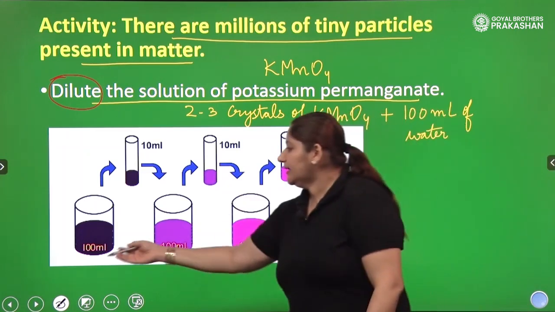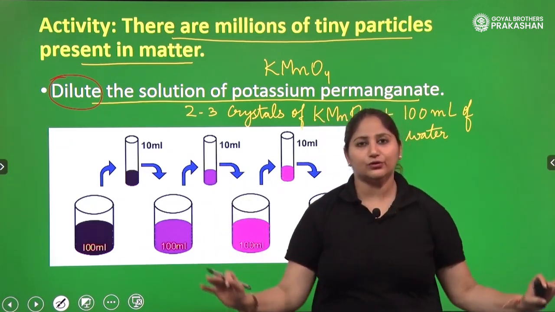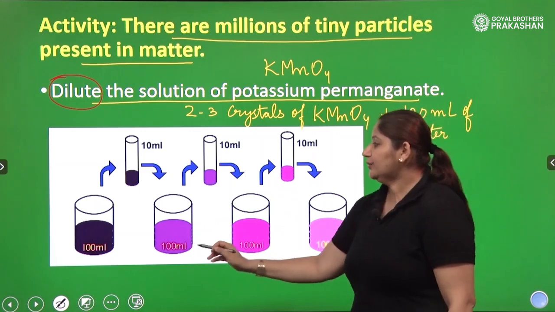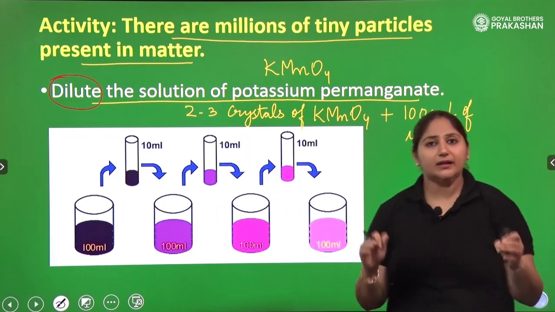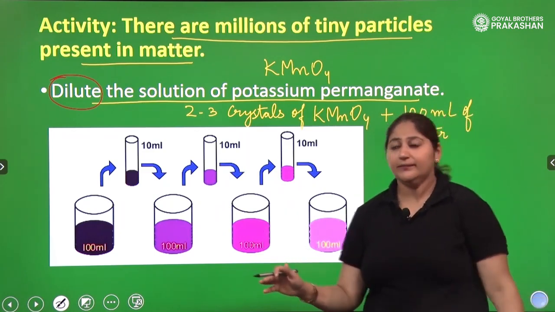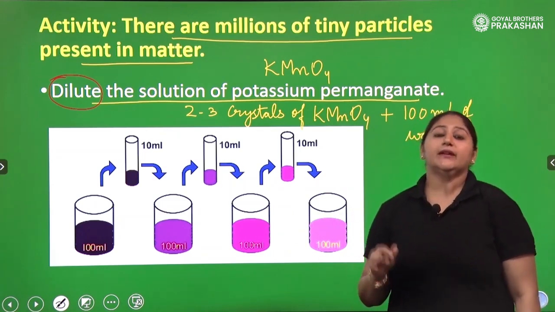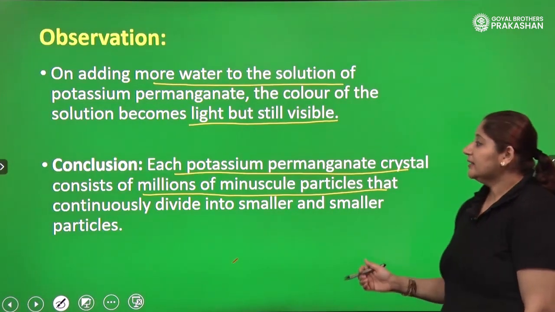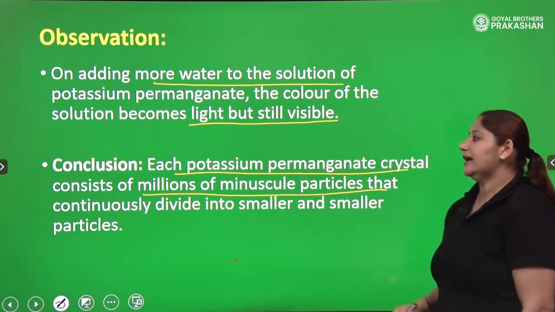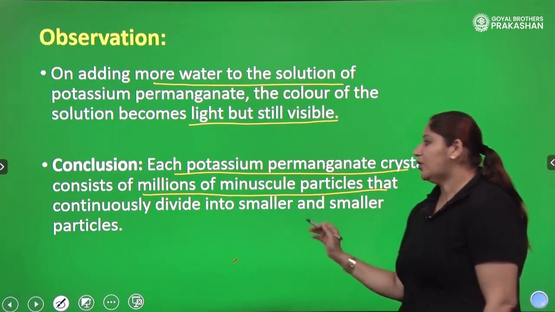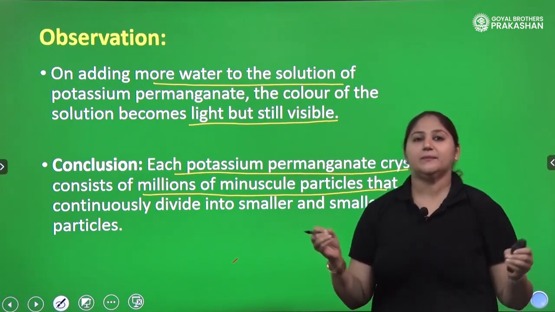And then when we took out 10 ml of it and poured it into other water, again those particles spread out throughout the water. Then we took that 10 ml in another beaker containing 100 ml water. Again, the particles spread throughout the water, but particles are still there. So it clearly indicates that there are millions of minute or small sized particles that continuously divide into smaller and smaller particles. Hence, we can say that there are tiny particles present in matter.